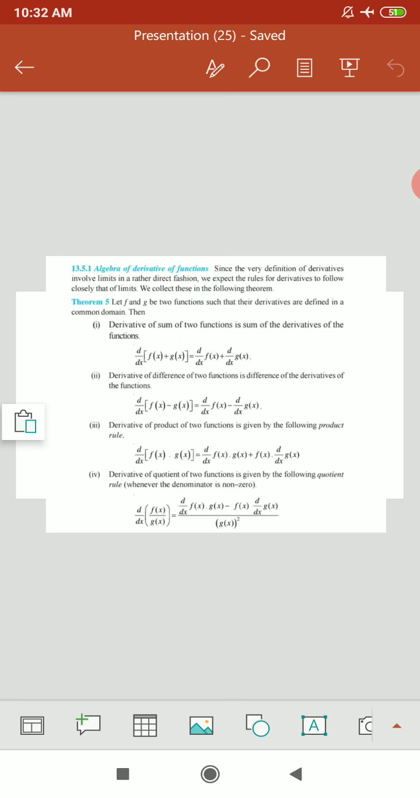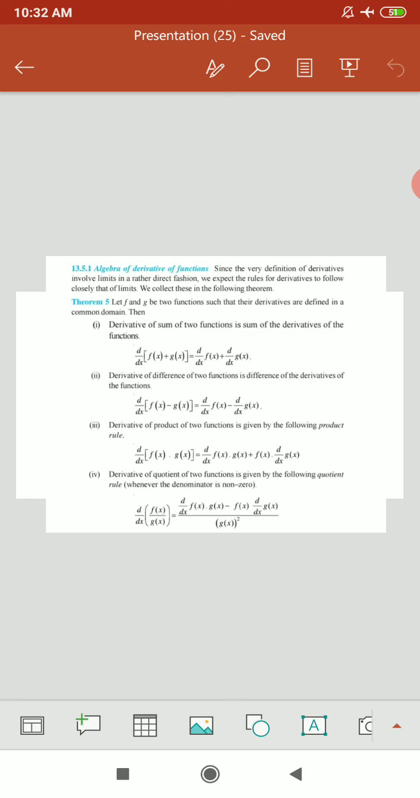Derivative of sum of two functions is the sum of derivatives of two functions, that is d by dx of f of x plus g of x is equal to d by dx of f of x plus d by dx of g of x. Similarly, derivative of difference of two functions is difference of the derivatives of two functions, that is d by dx of f of x minus g of x is d by dx of f of x minus d by dx of g of x.